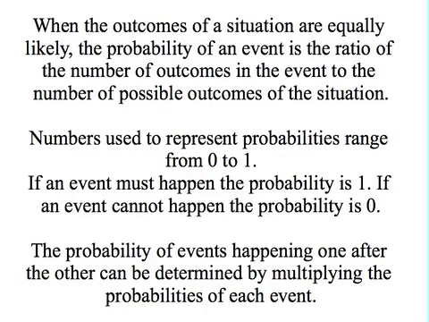When the outcomes of a situation are equally likely, the probability of an event is the ratio of the number of outcomes in the event to the number of possible outcomes of the situation. Numbers used to represent probabilities range from 0 to 1. If an event must happen, the probability is 1. If an event cannot happen, the probability is 0. The probability of events happening one after the other can be determined by multiplying the probabilities of each event.